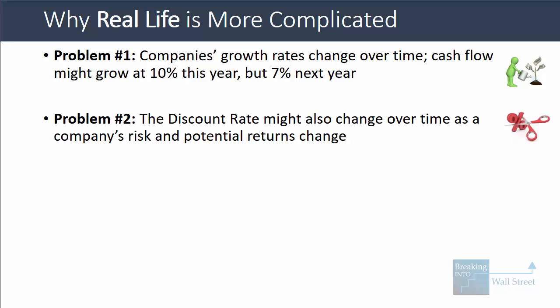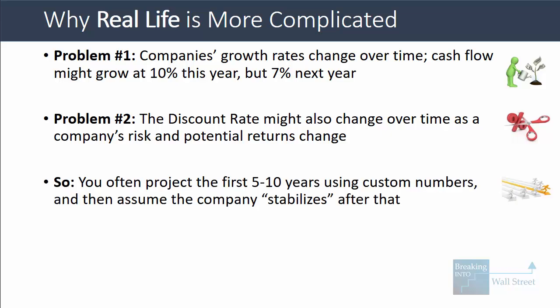Another problem is that the discount rate might also change over time as a company's risk and potential returns change. So if you're looking at a new technology startup, for example, the discount rate will be really high, 30%, 50%, maybe even higher, because there's so much risk. You don't even know if the company will generate revenue yet or find customers or anything like that. But then once it starts generating revenue, if it does, and it finds customers and starts building up its business, the discount rate goes down because the risk is significantly lower and the potential returns get significantly lower as that happens.